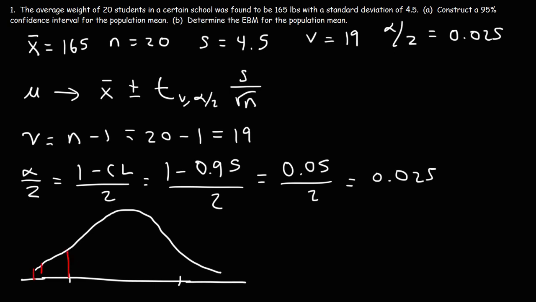I'm going to shade two regions. So this area to the right, this is alpha over 2. So that's our 1-tail alpha. On the left, this is also alpha over 2. Combined, if you add them together, that would be alpha. And in the middle, this is 1 minus alpha.